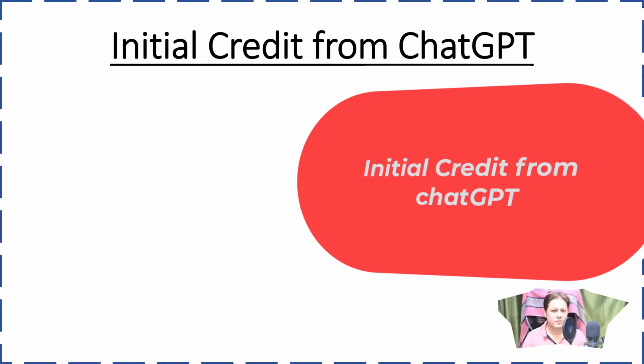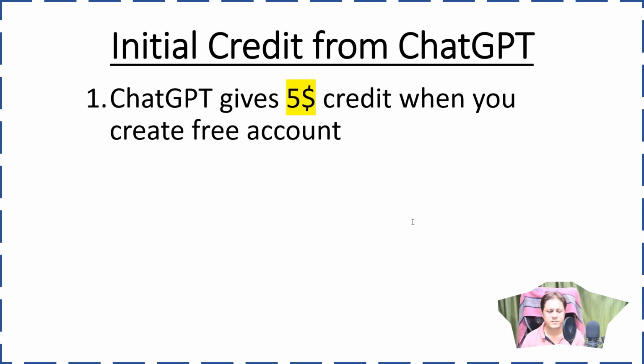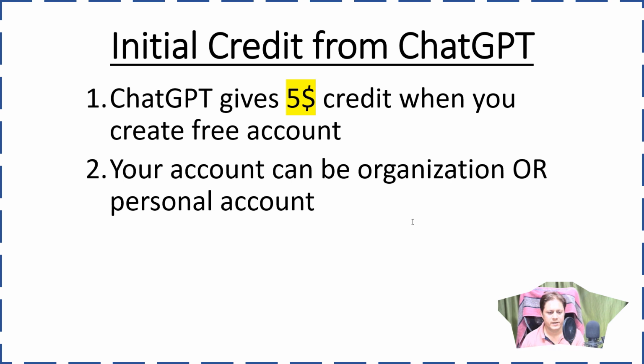Here I am giving you some very important information regarding the API stuff. So initial credit: whenever you create the account, you will get $5 as a credit for using the API integrations and trying the playground and everything.